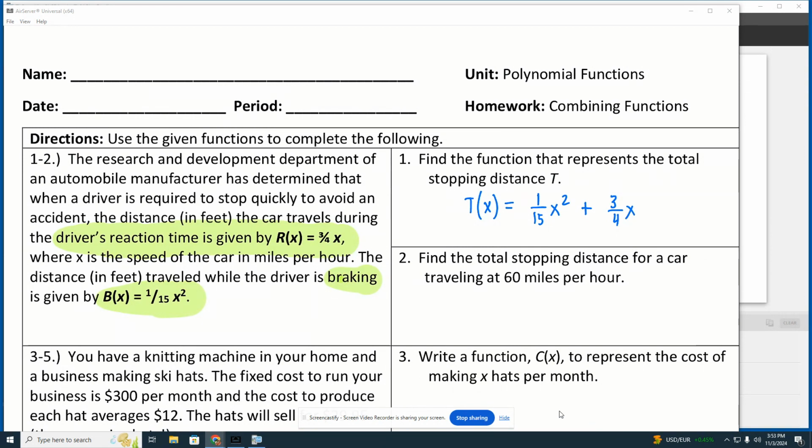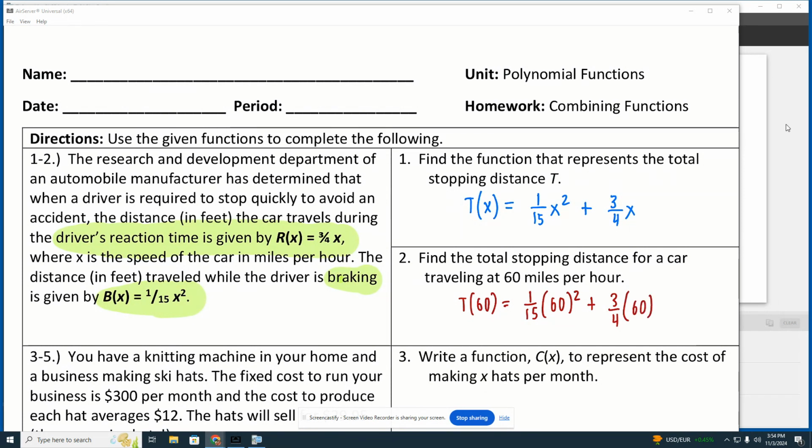Now the second question, if you know this equation, should be really simple. They want to know, what is the total stopping distance if a car is traveling at 60 miles per hour? So all I'm going to do here is plug 60 into x. So I'm going to do t of 60. And this requires me just going to my calculator and typing all this in, because there would be no expectation that you could do this in your head. So I'm going to do 1 over 15, open parentheses, 60 squared, plus 3 over 4 times 60.